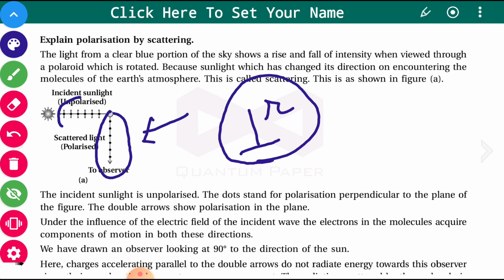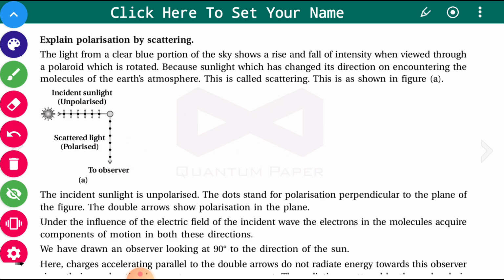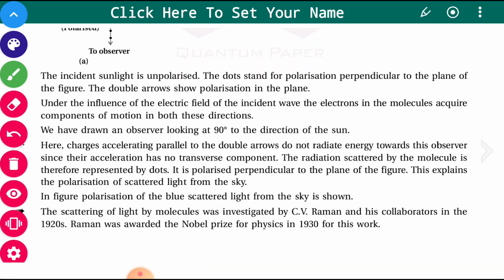Here both the components are present: the parallel component of the E vector as well as the perpendicular component. Or we can say E vectors are parallel to the plane as well as perpendicular. But here the scattered light contains only the perpendicular component. So it is polarized light, we can say. The E vector is in only one direction.